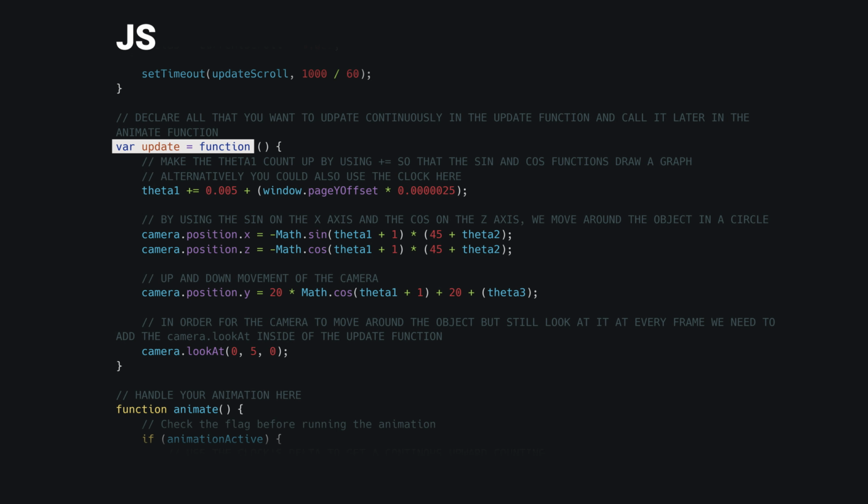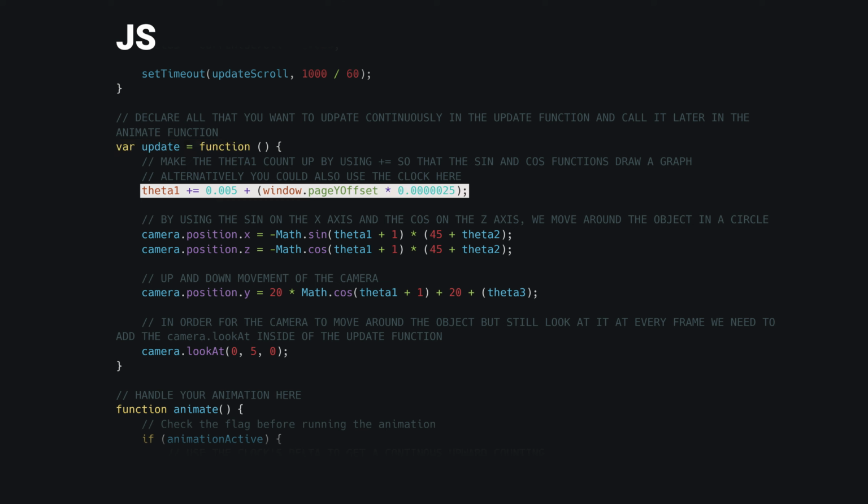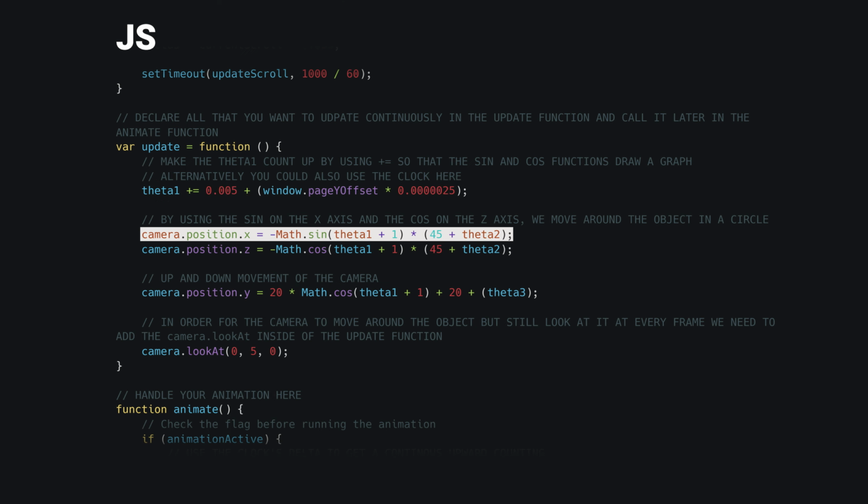We start a new function update which contains our camera animation. Here we first set a theta1 as counting up by this value plus the window page Y offset times this value. We will only use this to speed up the rotation around the object later, so I don't care too much about the smoothness of theta1. Then we can update our camera position X as a negated sine function which takes theta1 plus 1 multiplied by 45 plus theta2. By negating the sine function we can change the start position. The same goes for the addition within the sine function, so it doesn't really matter besides the fact that I prefer the different start position of the animation in the case of this scene.